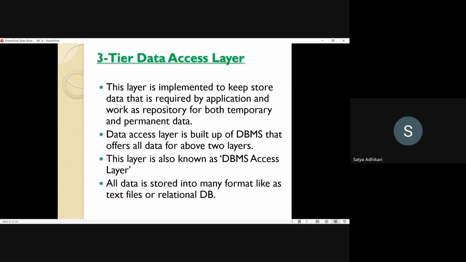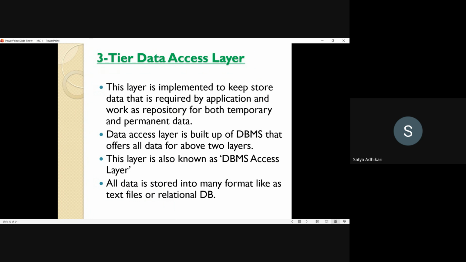So the second data is interface, as we discussed, it is interface between the first layer and tier 3. Last layer. This layer is implemented to keep store data that is required by application and work as a repository for both temporary and permanent data. So data is actually stored in this layer.